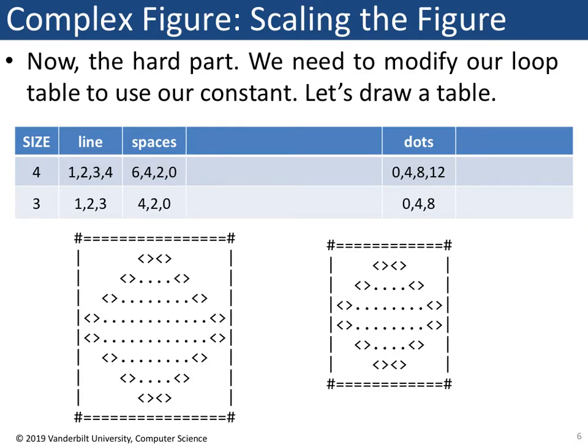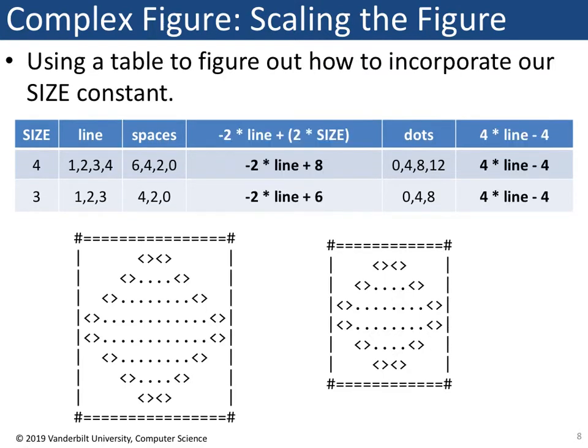One interesting thing is that it seems regardless of size, the number of dots stays the same. So for size 4 on line 1 we had 0 dots, on line 2 we had 4 dots. Well, for size 3 on line 1 we had 0 dots, and on line 2 we had 4 dots. So it seems like dots doesn't actually have to change with respect to size.